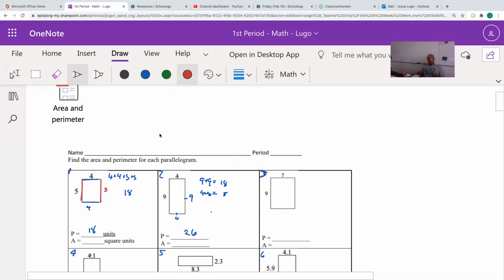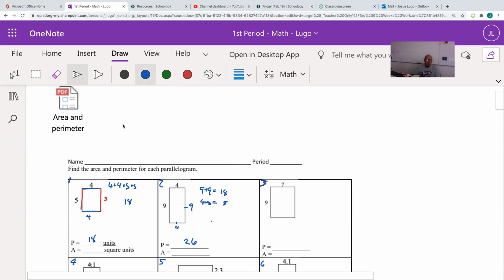Area, ladies and gentlemen, is the inside. It's how many square units fit inside something. All right, so it's the inside. If this was a soccer field, then the outside lines would be the perimeter. The grass inside would be the area. All right, so how do I find area?